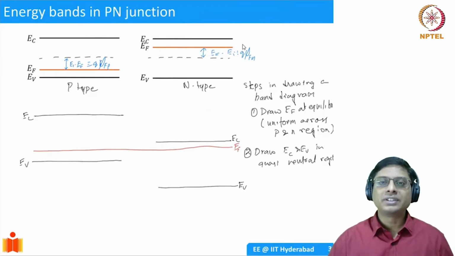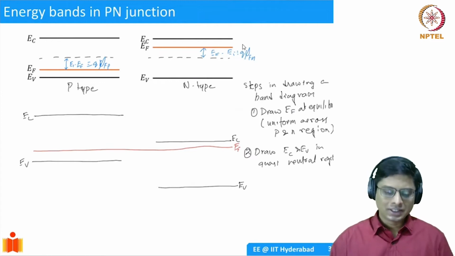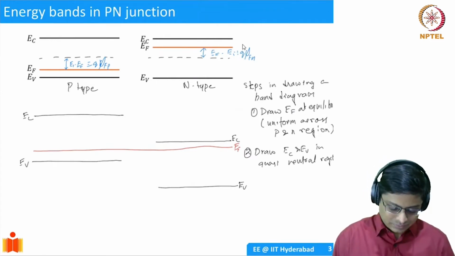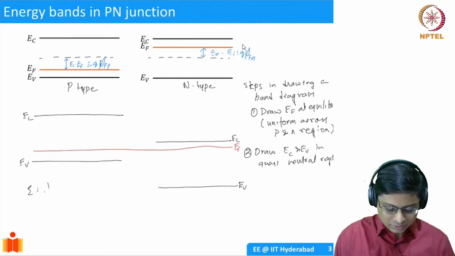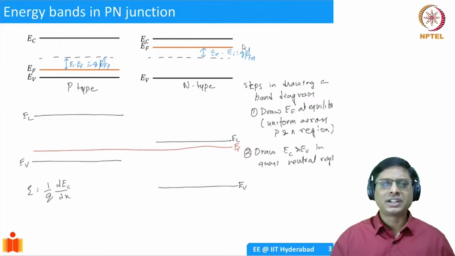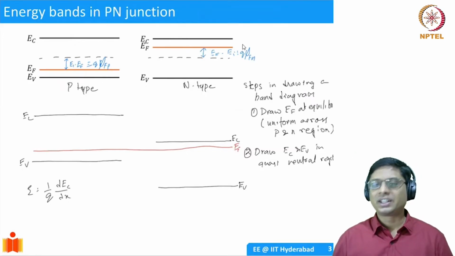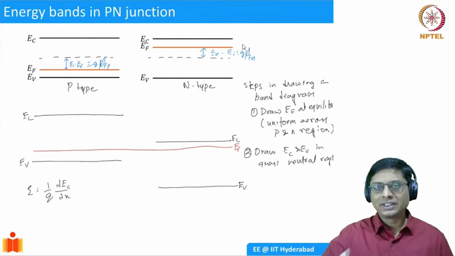So what happens in the depletion region, right? So we said that in the depletion region, essentially there's an electric field, right? And you remember we said that electric field is basically 1 over q dEC by dx, or you could write it as dEi by dx or dEV by dx. So essentially electric field is always a gradient. And we know that in the depletion region, there is an electric field in the negative direction. So there's going to be a decrease in EC.